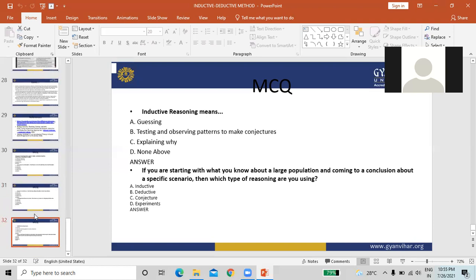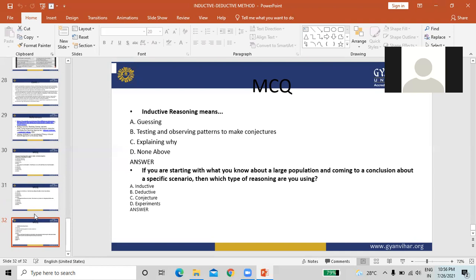Inductive reasoning means: Option A, guessing. Option B, testing and observing patterns to make conjectures. Option C, explaining why. Option D, none of the above.